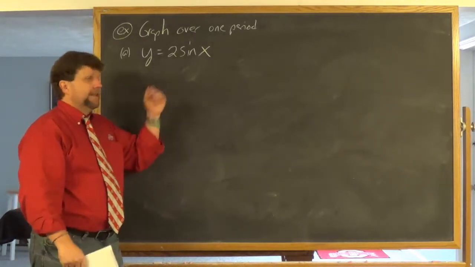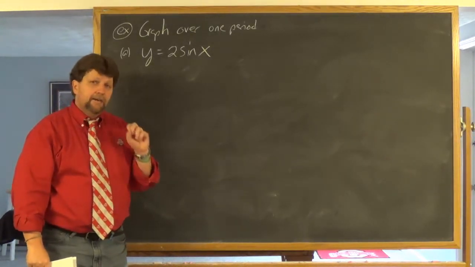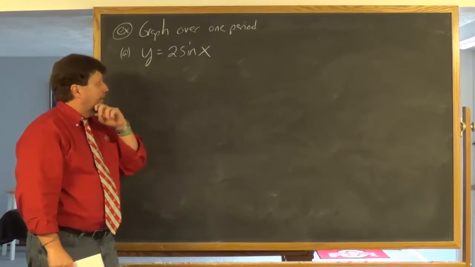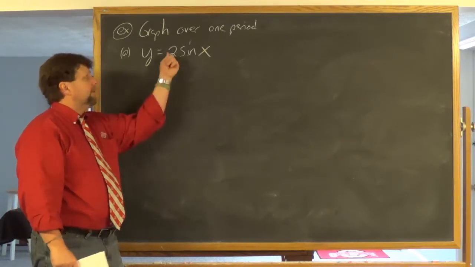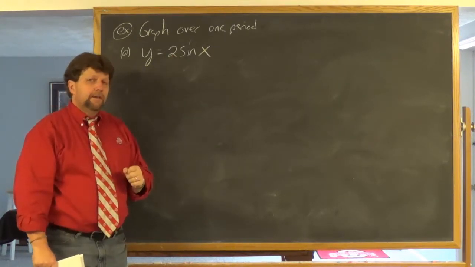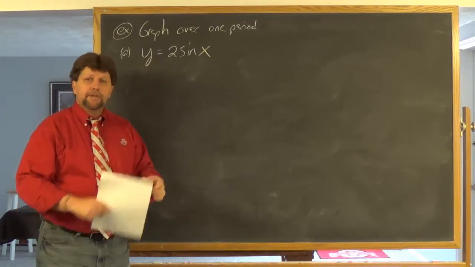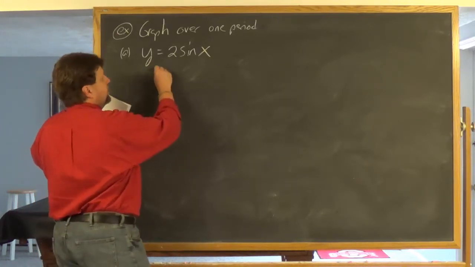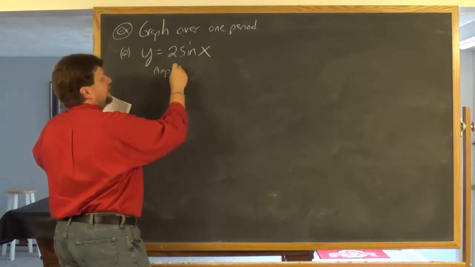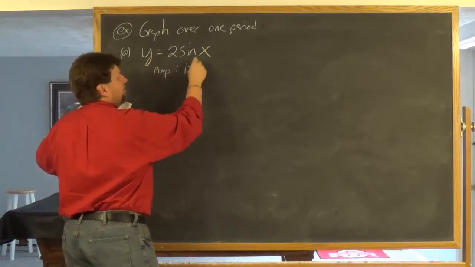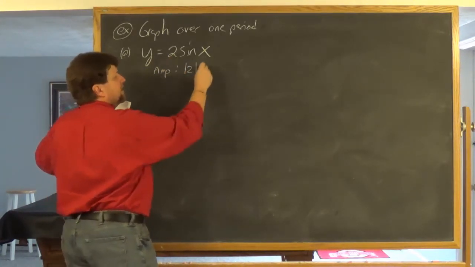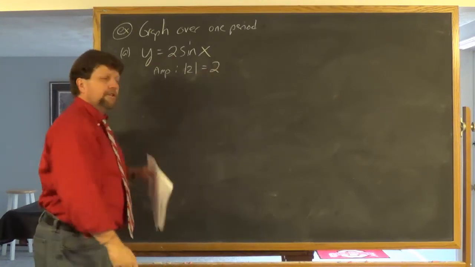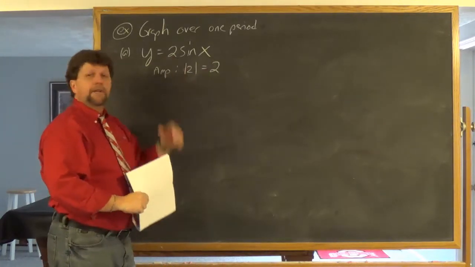For right now, I can tell you this one here still has a period of 2 pi. But what is different? Well, we have a 2 out front. That means the amplitude is 2. Amplitude, I'll abbreviate that as AMP, is the absolute value of whatever that number is, which is 2. So the amplitude here is 2.